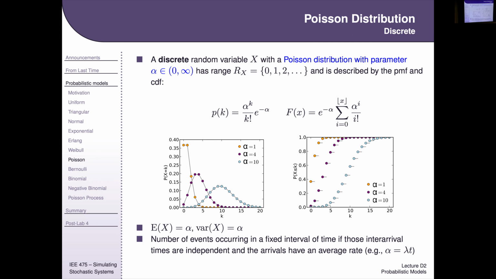One discrete extension of the exponential is the Poisson. We're going to talk about Poisson processes, but this is the Poisson random variable. A Poisson random variable is a discrete random variable. Because there's a Poisson process related to this, people often get confused, and sometimes I think they confuse exponential for Poisson.